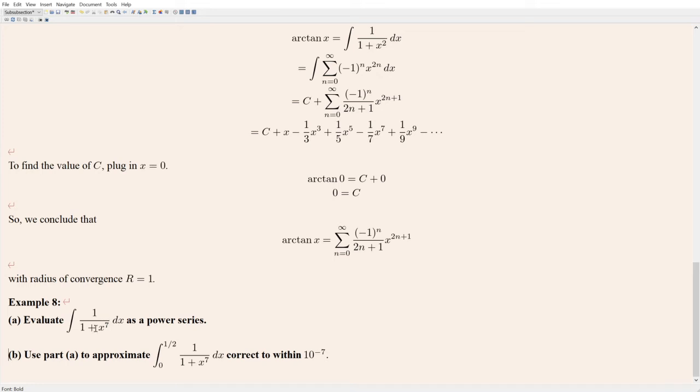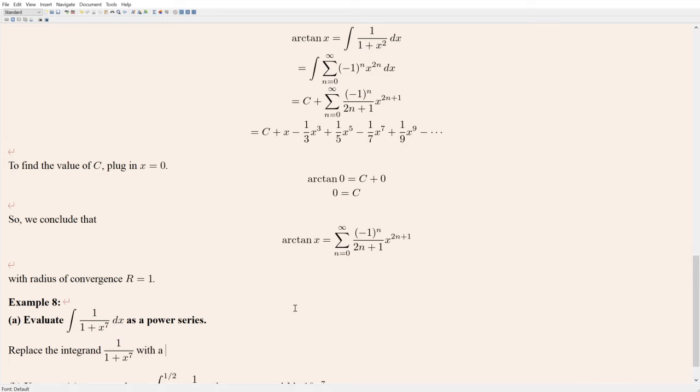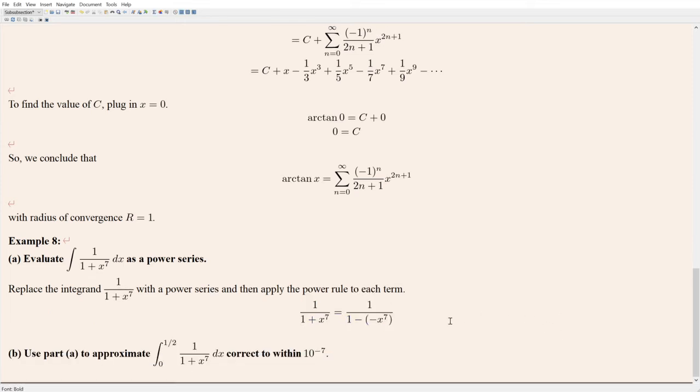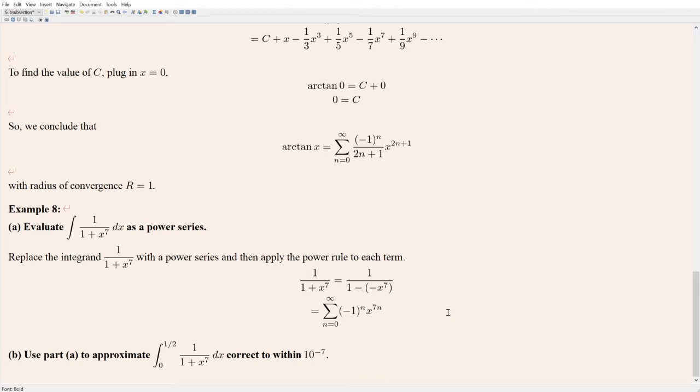Indeed, 1 over 1 plus x to the 7, I don't know how I would anti-differentiate this. I don't even know if it's possible. But if you replace the integrand with a power series, then it becomes completely trivial. So it's just that simple. First off, let's figure out what the power series representation of this thing is. We can rewrite this as 1 over 1 minus stuff pretty easily. Literally, that's all you need to do. The stuff in this case is negative x to the 7. So that negative becomes an alternator.